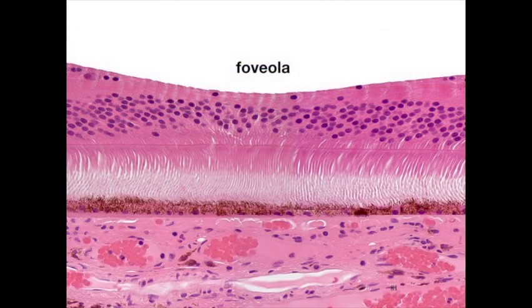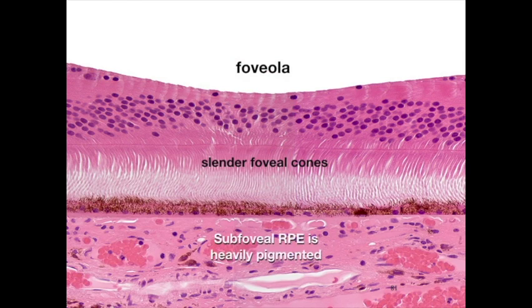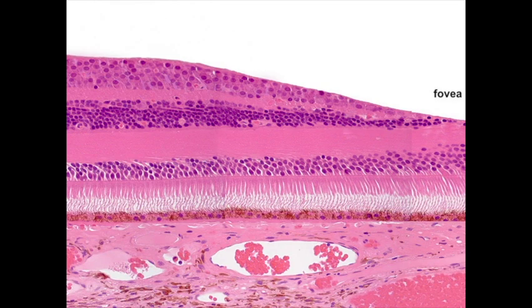The layer of outer retinal cells forming the floor of the fovea is composed of a tightly packed array of slender modified cones. The retinal pigment epithelium beneath the fovea is heavily pigmented. The ganglion cell layer of the perifoveal retina is quite thick, measuring 5 or 6 cells in thickness. In contrast, the ganglion cell layer outside the vascular arcades is an interrupted monolayer.